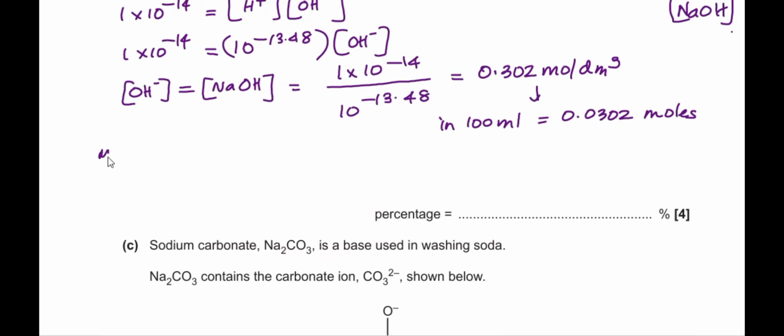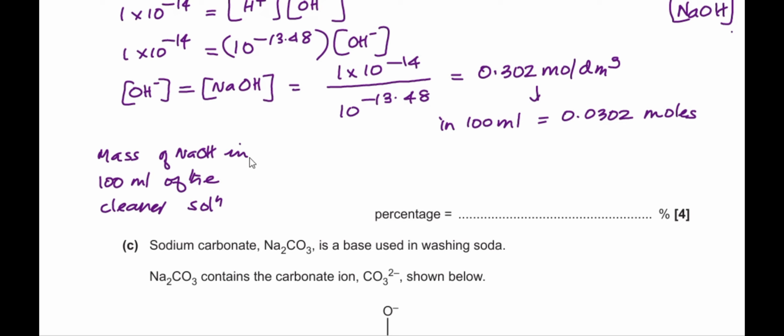Therefore, mass of NaOH in 100 ml of the cleaner solution is equal to 0.0302 times the relative formula mass of NaOH, that is 40, and that gives us 1.21 g.